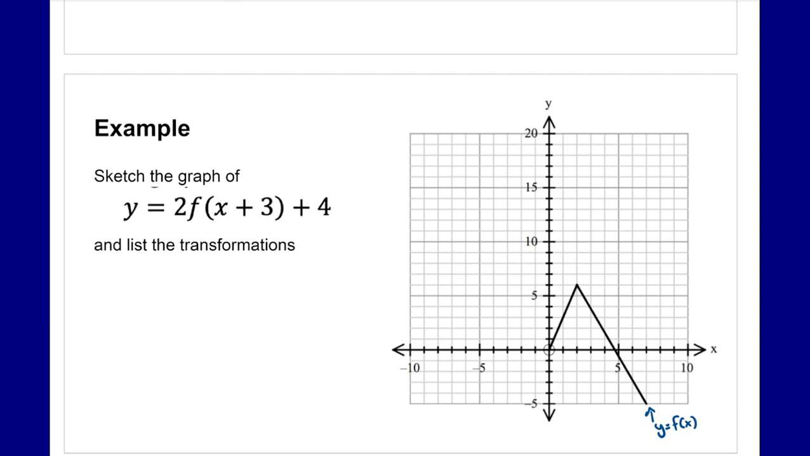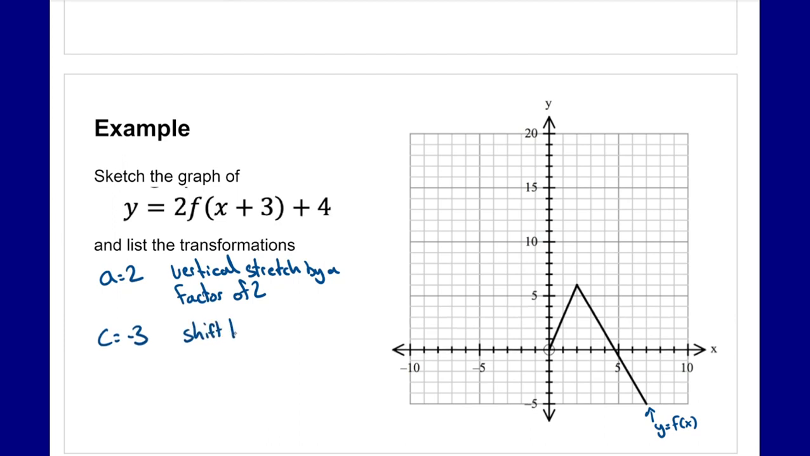First, it might help if we list our transformations. Because we have an a value of 2, we have a vertical stretch by a factor of 2. Our c value is negative 3, opposite of what we see, so shift left 3. And the d value is 4, so we shift up 4.